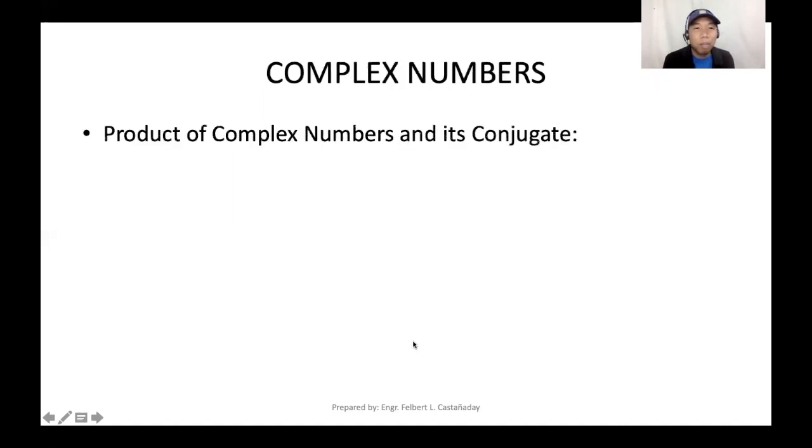Now let's go to the product of complex numbers and its conjugate. A complex number is denoted again by the letter z. Then the conjugate is denoted by this letter with a bar on top of it. So z times z bar, a complex number multiplied by its conjugate. The answer to this is actually the sum of the squares of the real numbers, so x squared plus y squared.